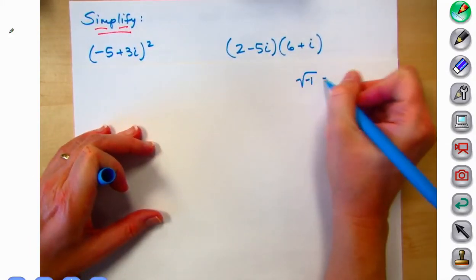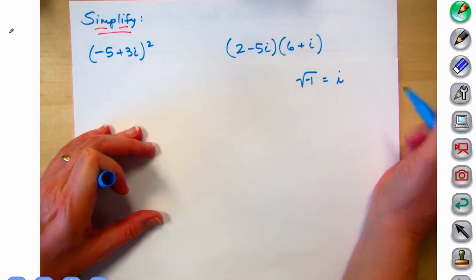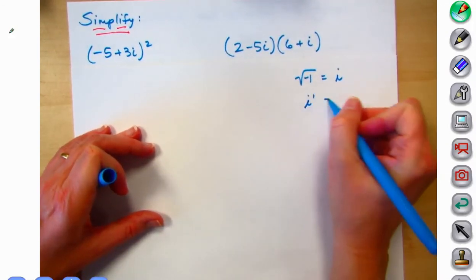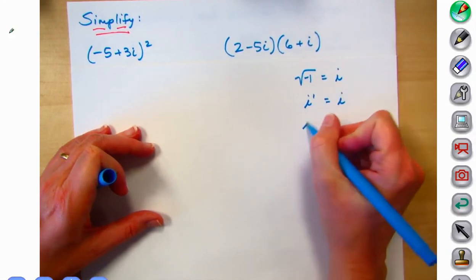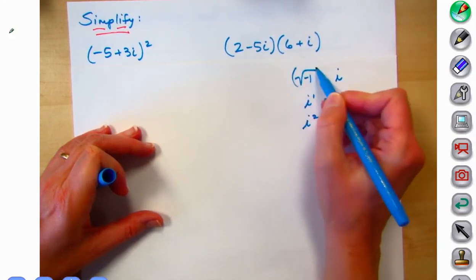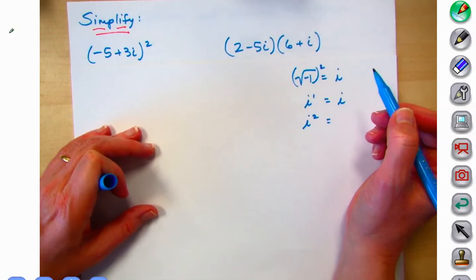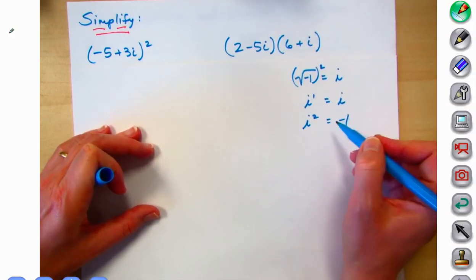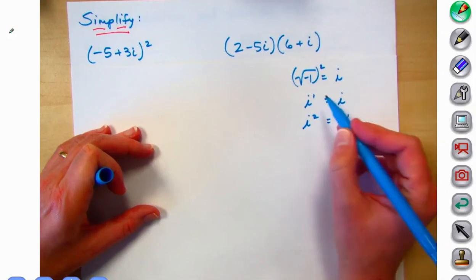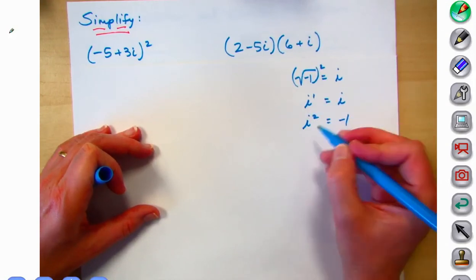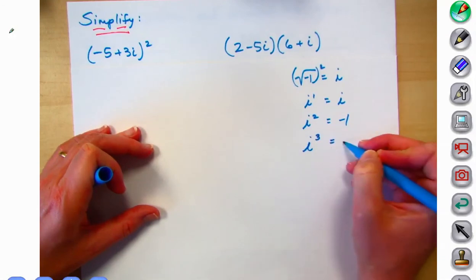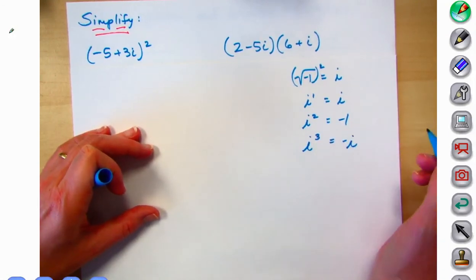By definition, i is the square root of -1, right? Therefore, i to the first is equal to i. i squared is just going to be the square root of -1 squared, which would just be -1. And if i squared is -1 and i to the first is i, then i to the first times i squared would be i to the third, which would give us -i.